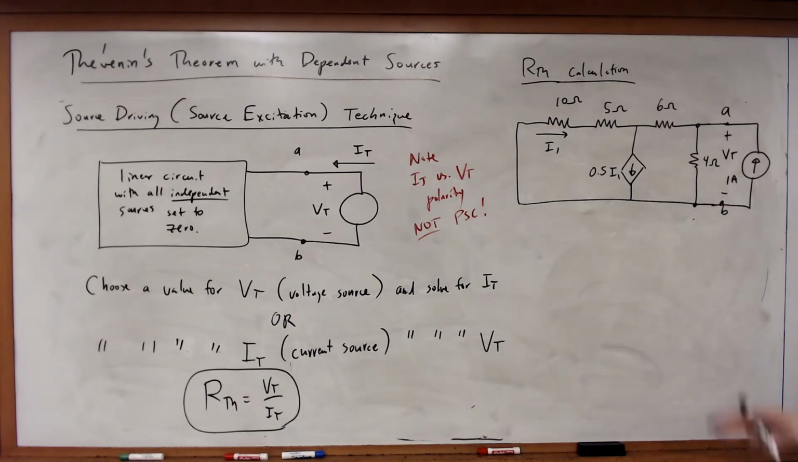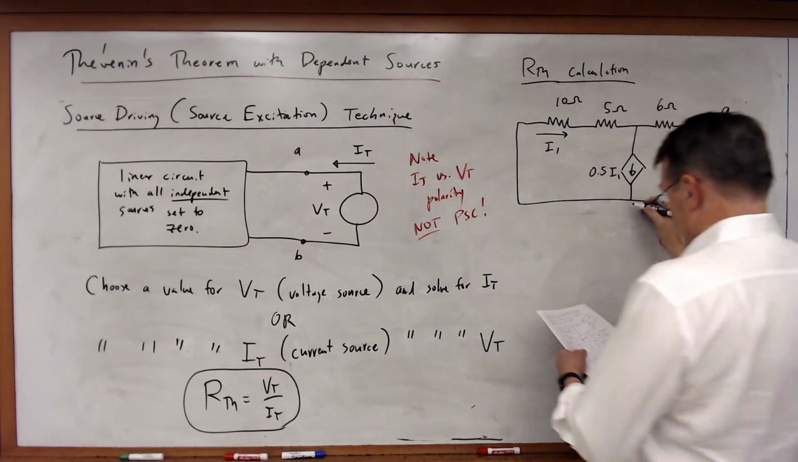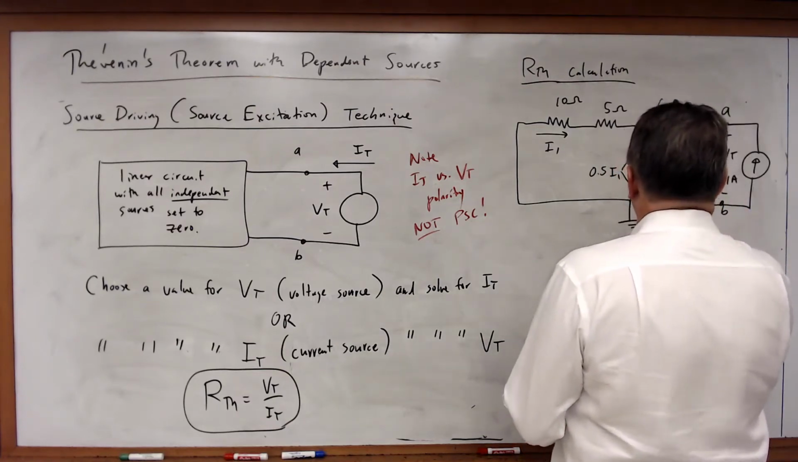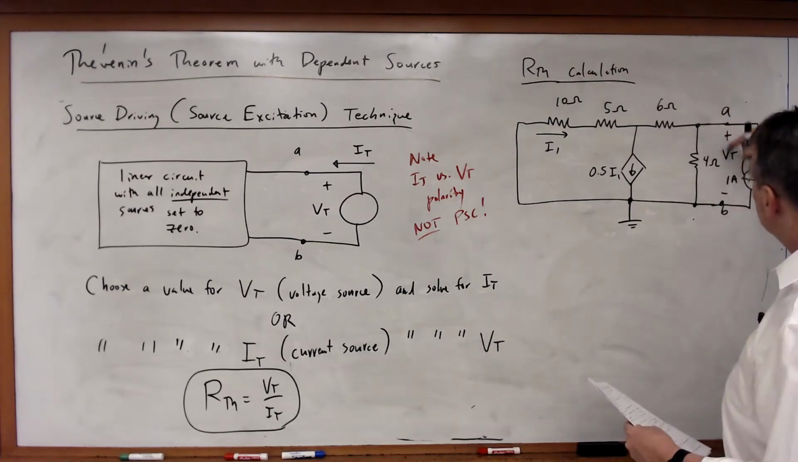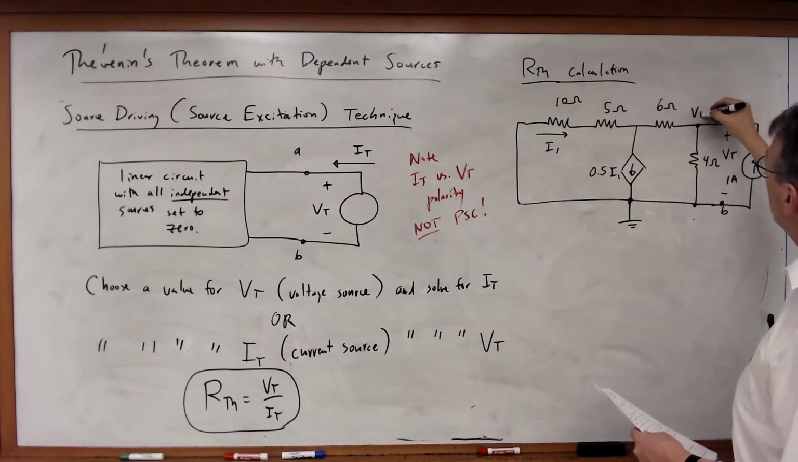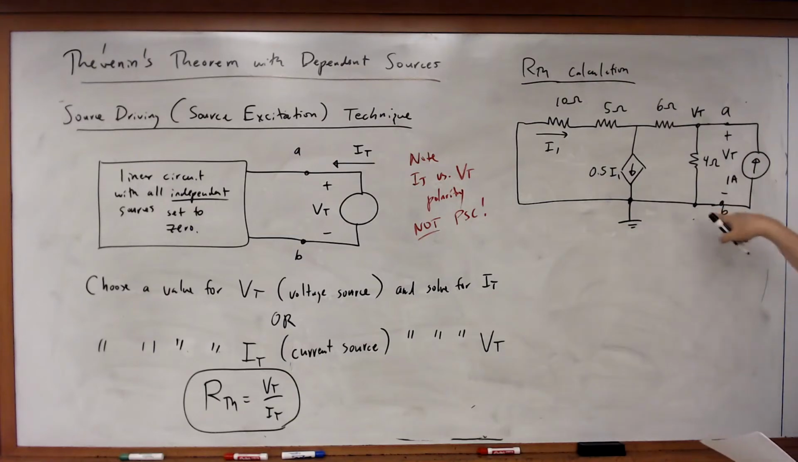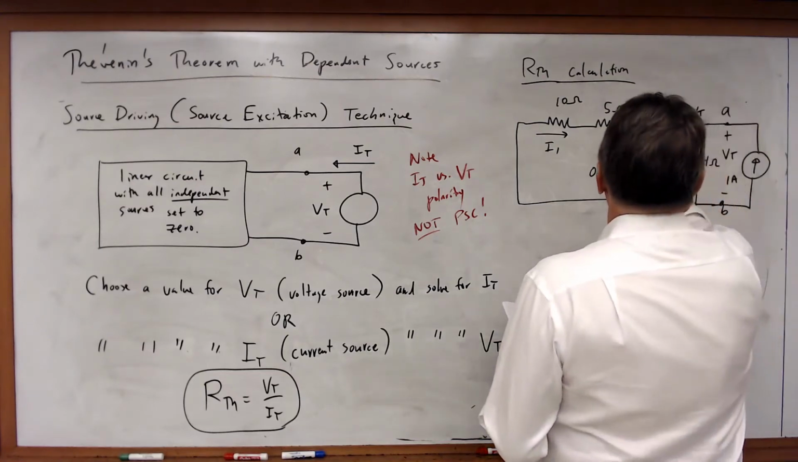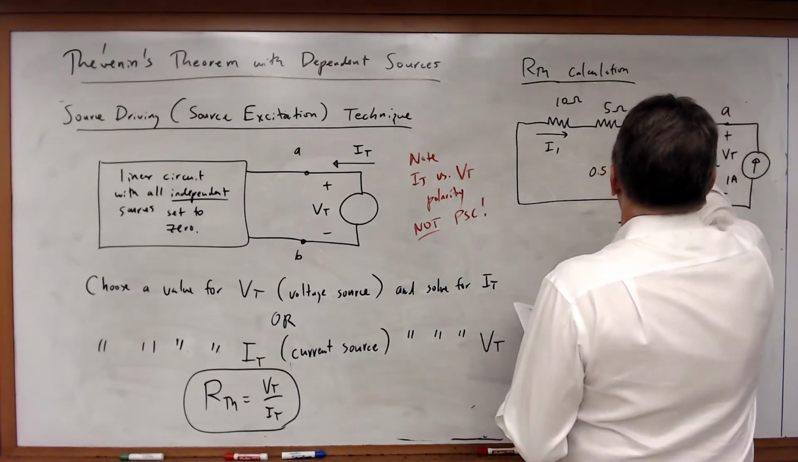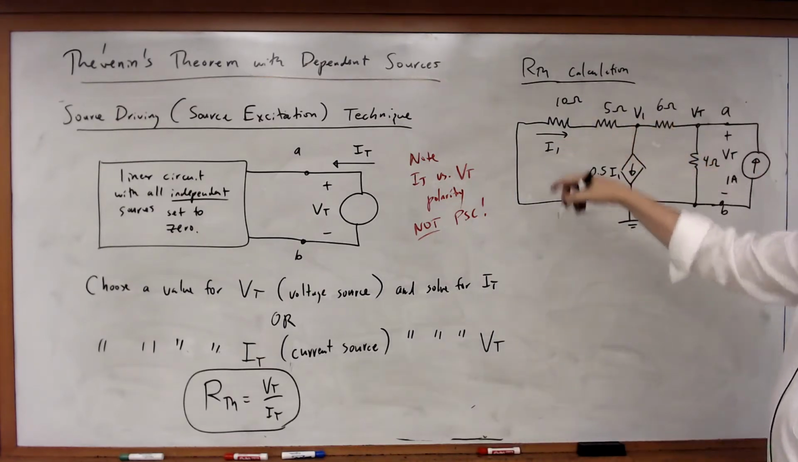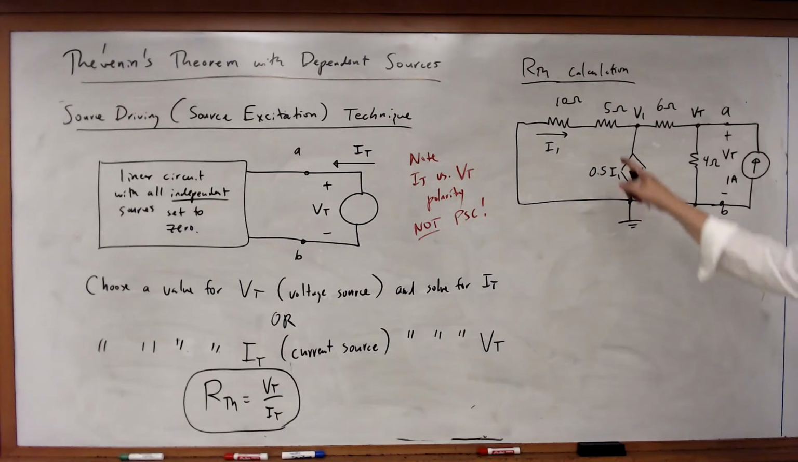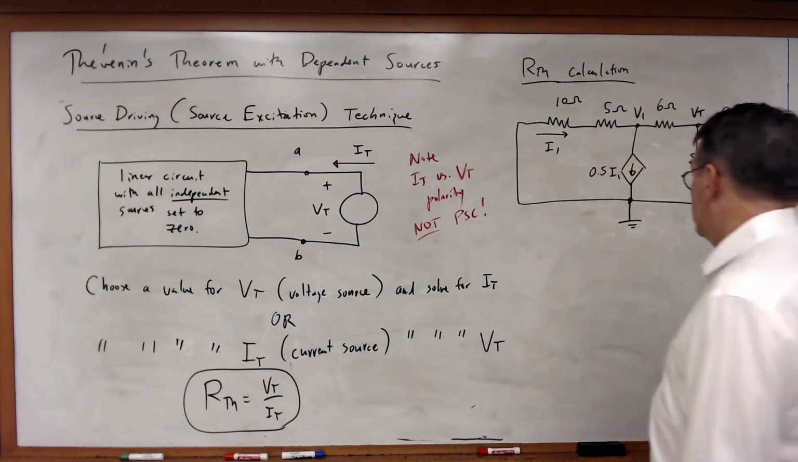At this point, I can use any technique I want. Once again, I'm going to ground this. If this is VT across the source, then by inspection, if I'm grounding the B node, then the A node is just equal to VT, nodal definition. And the other side, I'm going to call this V1 at that node. These two are just going to sum together in series, so I don't need to actually write the voltage for that node. It's not essential.